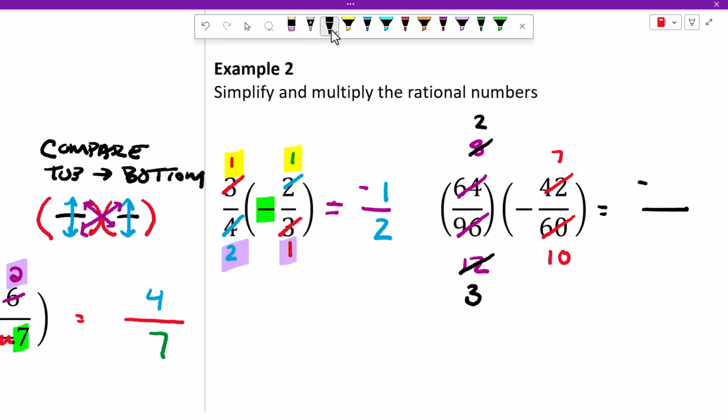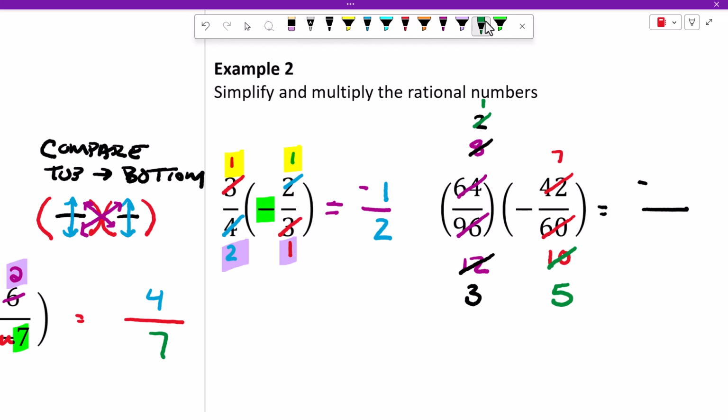2 and 10. Those are both even numbers. And you can divide it by 2. And you can go, okay, divide this by 2, divide this by 2. So 2 divided by 2 is 1. And 10 divided by 2 is 5. Okay.